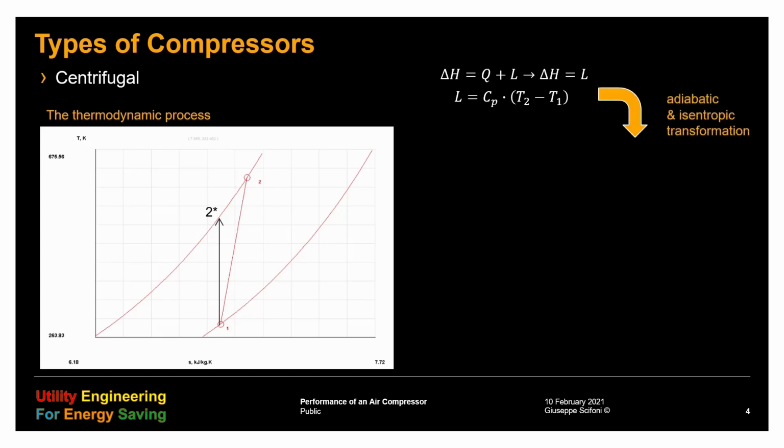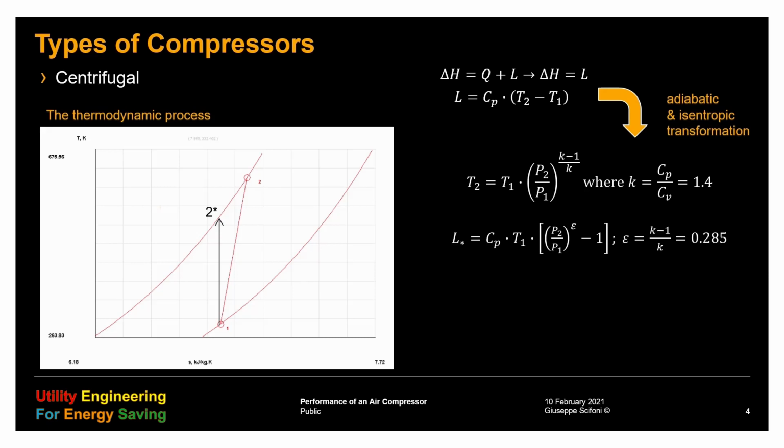Moreover, using the isentropic equation of the perfect gases, we come to an expression linking temperature and pressure, K being the ratio between the two calorific values at constant pressure and constant volume. By plugging this formula into the first one, we come to this relation for the specific work. This is the isentropic work. Adiabatic, yes, but still ideal.